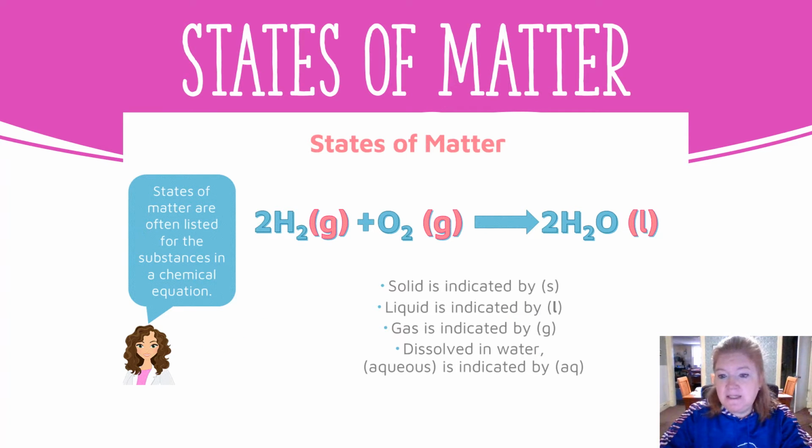We can identify states of matter in equations by looking for the symbol after the chemical formula. So a G would indicate gas, an L would indicate liquid, an S would indicate solid, and AQ would mean it is dissolved in water. And we will focus on that a lot when we get to the solutions unit.